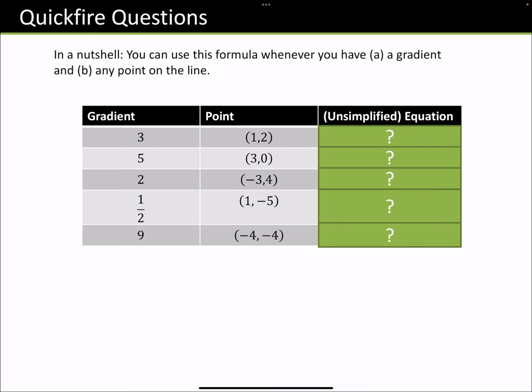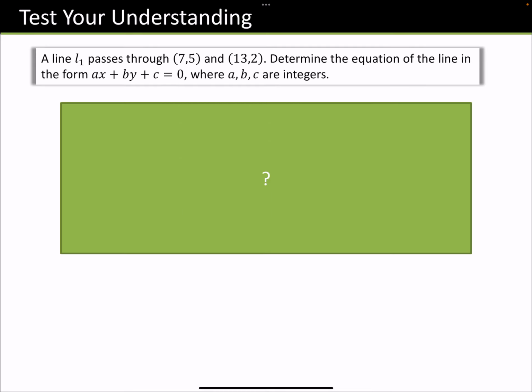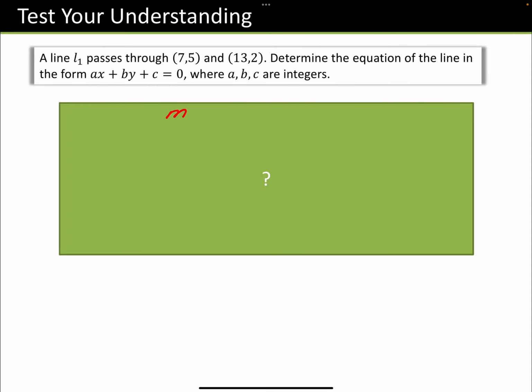And that is largely, I think, it from me. We'll just have a look at a couple of ones. Actually, I don't want to use that. I'll just do one more of these questions. So I'm going to calculate the gradient first of all. So change in y divided by change in x, oops, it's a 7. So 2 take 5 over 13 take 7, that's right. So I've got minus 3 over 6, which is minus a half this time.